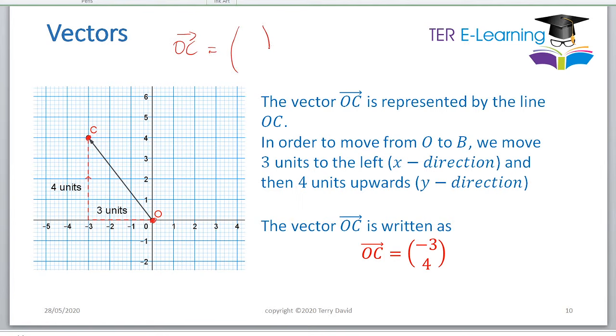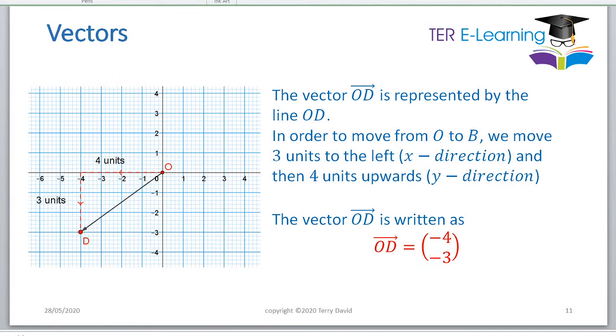In column vector format, you're going to have 2 numbers. Let's figure out what the first number is. I must move in the x direction first. I'm going to move 1, 2, 3 units to the left. If I move to the left, it has to be minus 3, right? And then I'm going to go 1, 2, 3, 4 units upwards. Because I'm moving in the positive direction, it's just 4. So the vector OC is minus 3, 4. All right?